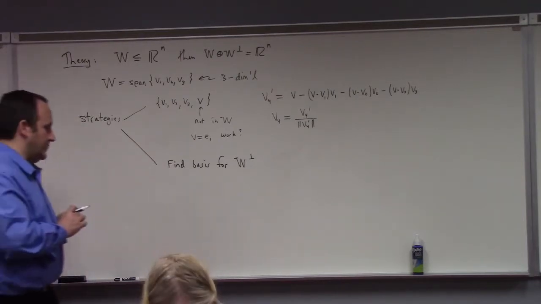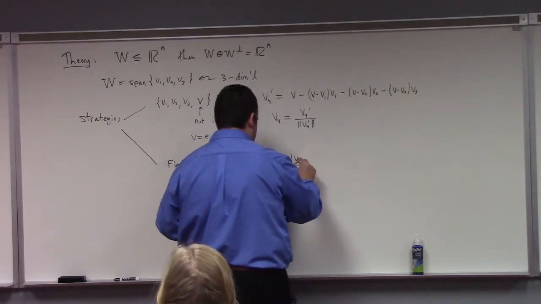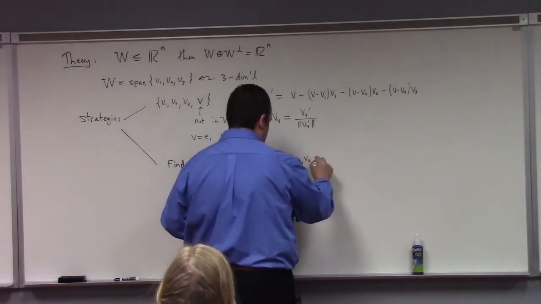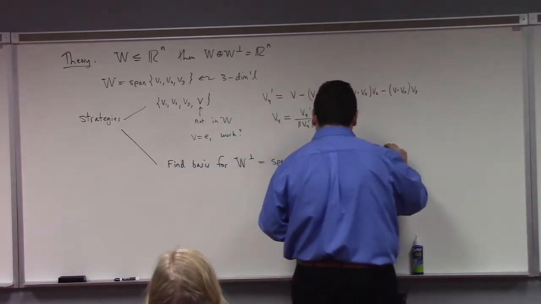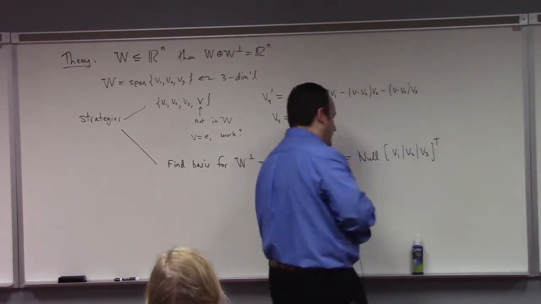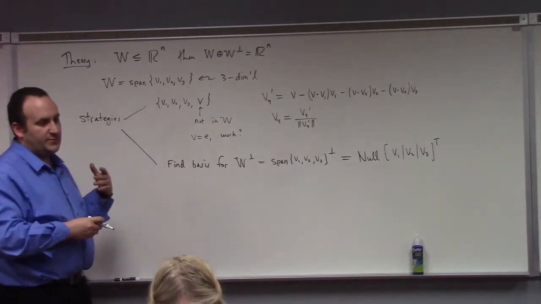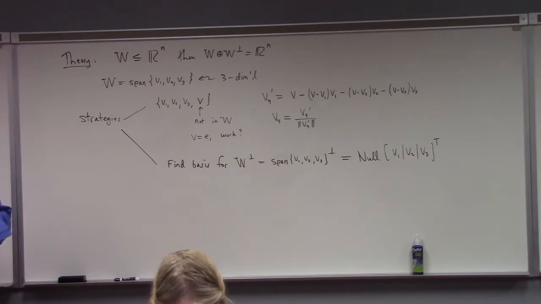So W perp is the span of V1, V2, V3, the perp of that, right? But we proved that that's the null space of V1, V2, V3 transposed. You take those vectors, you stick them in a matrix. Well, you take your column vectors, write them as rows, and find the null space of that. It's going to be a one-dimensional null space that will give you the direction of V4, and then you just have to normalize it. That's the easiest way to do this, I think.